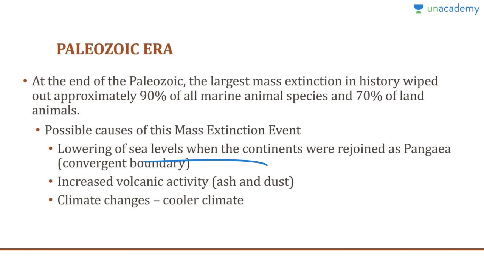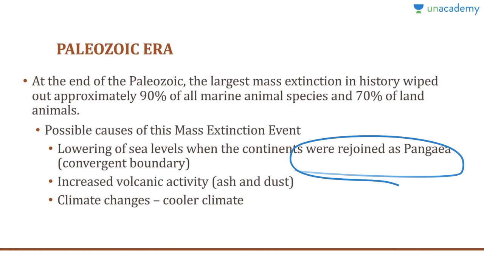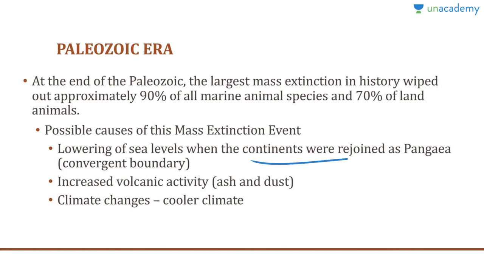It might have been due to the formation of Pangaea, because the continents were rejoined as Pangaea, and it might have led to lowering of sea level that might have led to mass extinction. Secondly, the increased volcanic activity may also be one of the probable reasons for mass extinction. The last one is climatic changes. So these three events might have led to mass extinction at the end of the Paleozoic era.